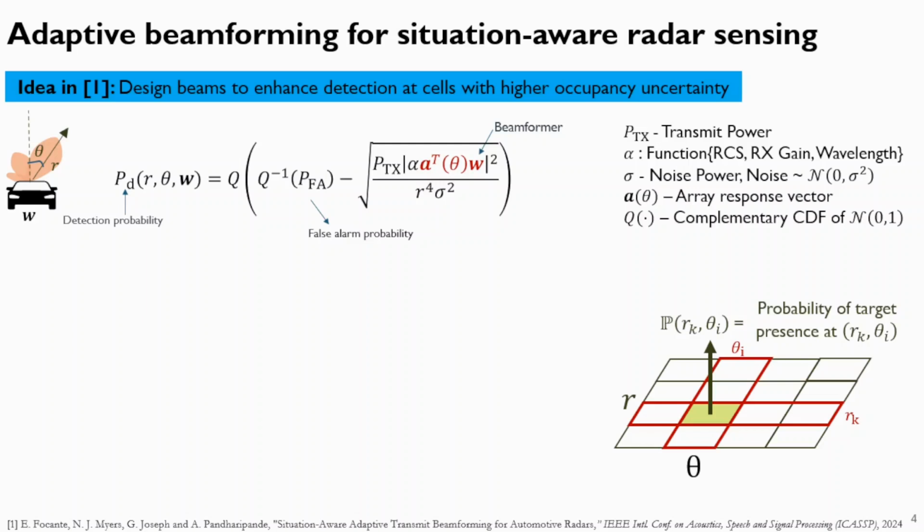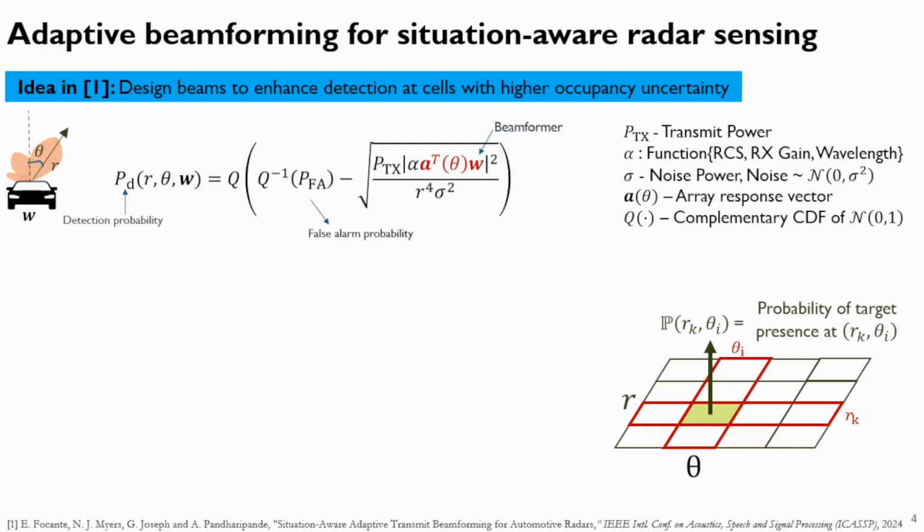And this expression varies from detector to detector. The one that we have here is for the Neyman-Pearson detector, right? As you can see, when r increases, so as you move far away from the car, the probability of detection naturally goes down with this expression. And you can also see the beamforming gain term showing up over there. So for a higher beamforming gain, you have a higher detection probability along a certain direction, right?